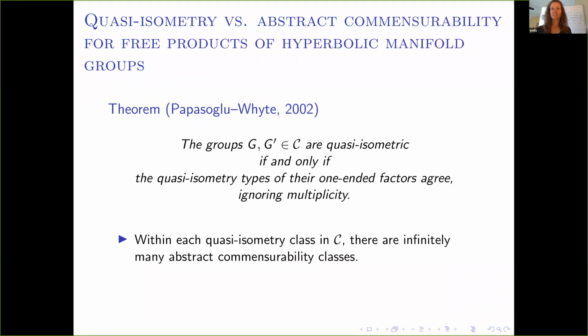So in contrast, for free products of hyperbolic manifold groups, within every quasi-isometry class, there are infinitely many abstract commensurability classes. And this follows from classic results if there's a manifold of dimension at least 3, and if all of the factors are surface groups, this follows from work of White. So in other words, every free product of hyperbolic manifold groups is not a quasi-isometrically rigid group. There are groups that are quasi-isometric to it, but are not abstractly commensurable to it.